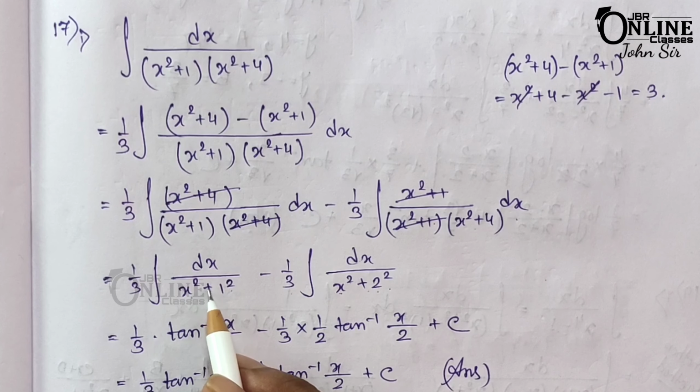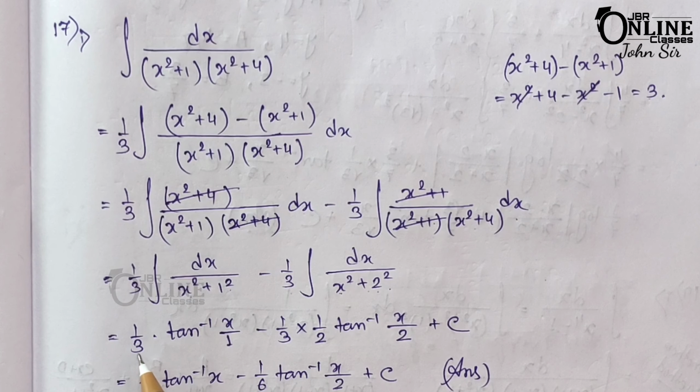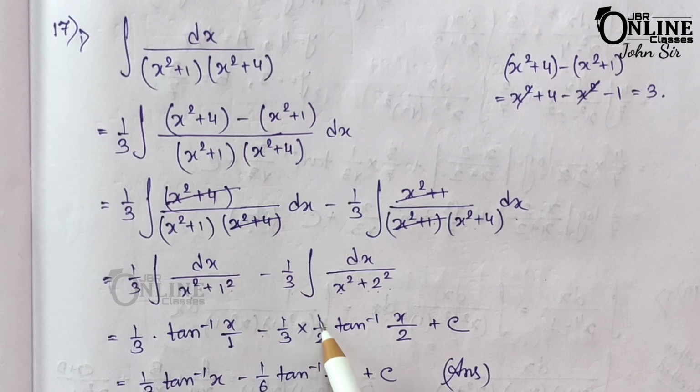So now this is the formula of tan inverse. You know that 1 by 3 tan inverse x by a, here a means 1, so x by 1, minus 1 by 3 into half, as here 2 is the value of a, so 1 by a. For that case, here the value of a equals 1, so 1 by 1, so no need to write 1 here. So 1 by 3 into half tan inverse x by 2 plus c. Then 1 by 3 tan inverse x minus 1 by 6 tan inverse x by 2 plus c is your final answer.